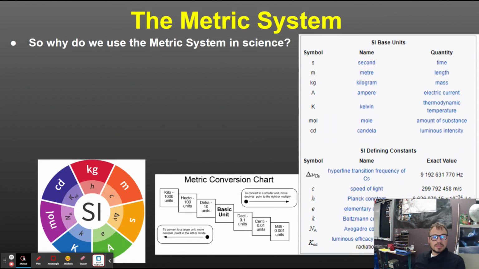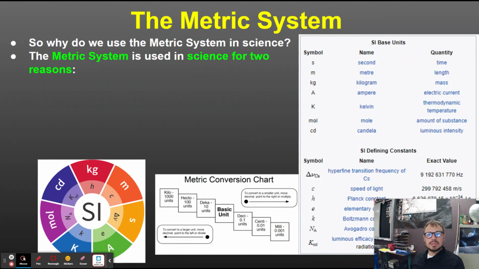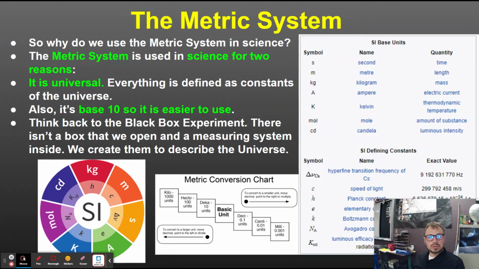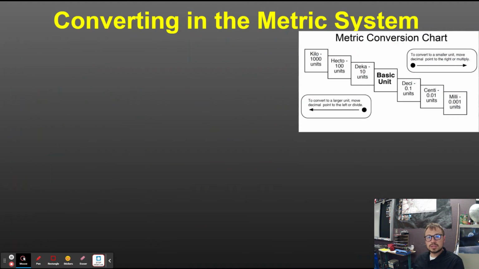So this is what we learned about the metric system, right? The metric system is used in science for 2 reasons. Number 1, it is universal. Everything is defined as constants of the universe. And also, it's base 10, so it's going to be easier to use. So think back to that black box experiment we did. There's no box of the universe to open up and say, hey, this is the universal measurement system. We had to make our own, and we based them on constants of the universe.